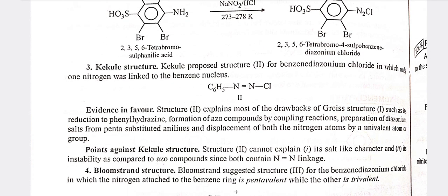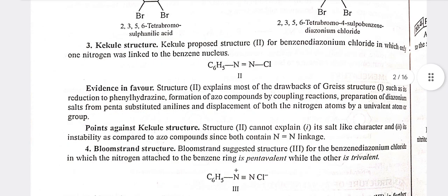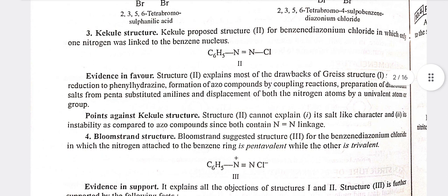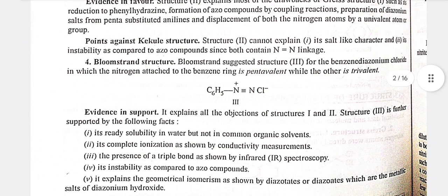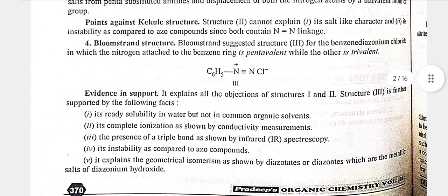Kekulé structure. He proposed a structure for benzene diazonium chloride in which only one nitrogen was linked to the benzene nucleus: C6H5-N=N-Cl. Evidence in favor. The structure explains most of the drawbacks of Griess structure, such as its reduction to phenyl hydrazine and formation of azo compounds by coupling reaction. Point against Kekulé structure. The structure cannot explain its salt-like character and its instability as compared to azo compounds, since both contain N=N linkage.